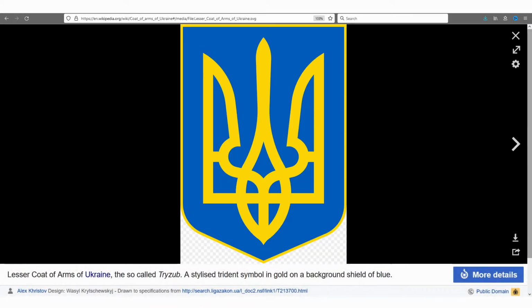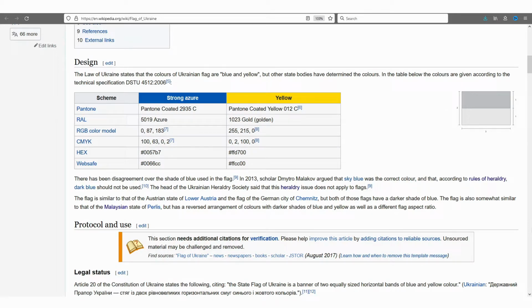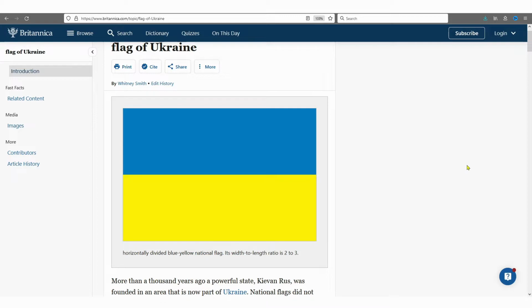Let's make it larger here. It's the trident design that Whitney talked about. And again, it's the same colors of yellow and blue. So let's talk more about the colors. Now, a lot of you may have noticed that in these various depictions of the Ukrainian flag, we have different shades of blue and yellow. So let's have a look at the flag on Encyclopedia Britannica.